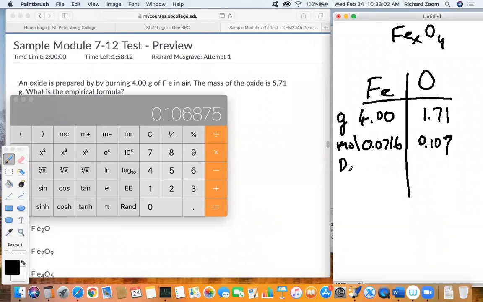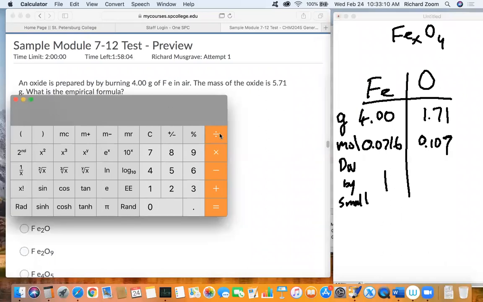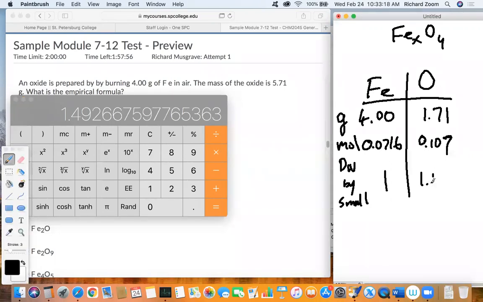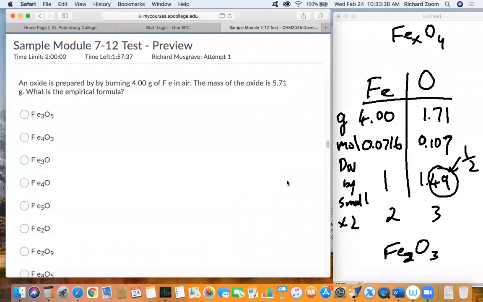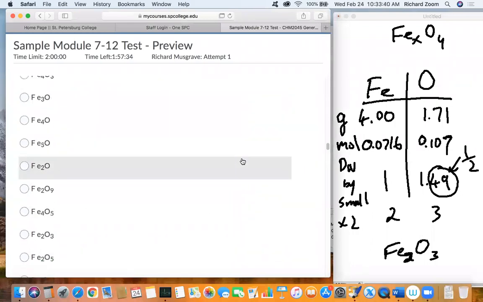Now divide by the smallest. That's 1, and divide that by 0.0716. And that'd be 1.49. Now that's close to a half. So multiply both by 2, we'll get 2 and 3, so it'd be Fe2O3. Any questions? Any questions? Okay.